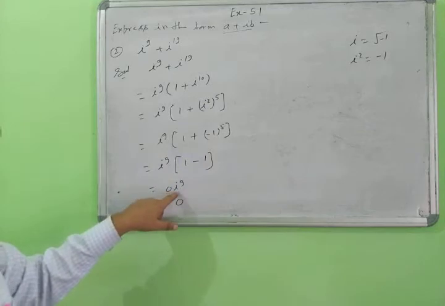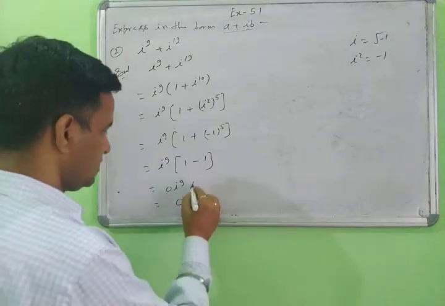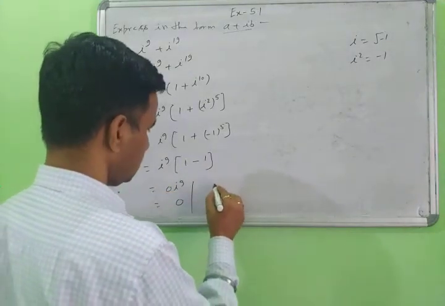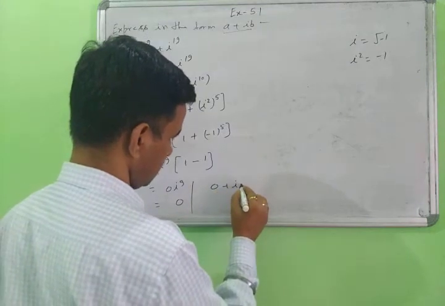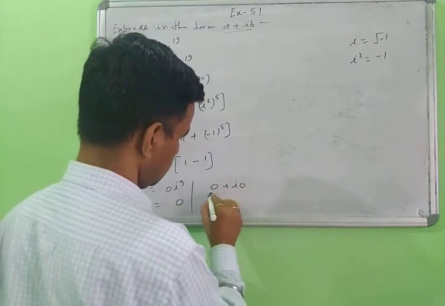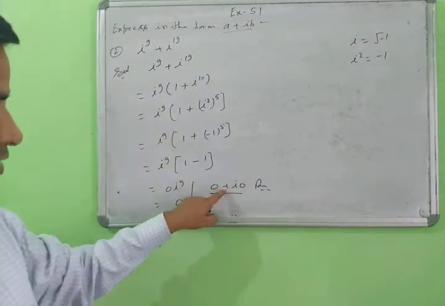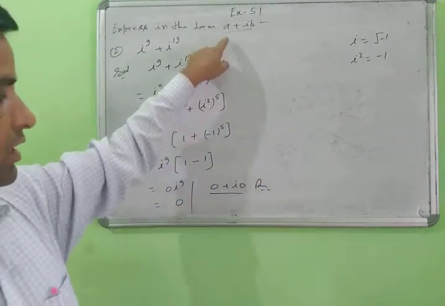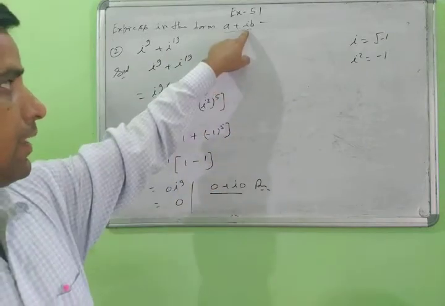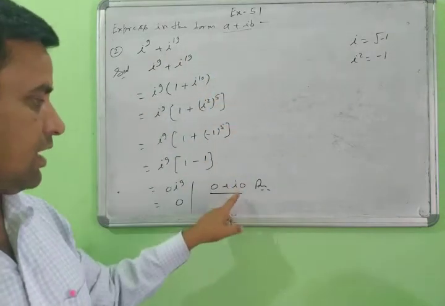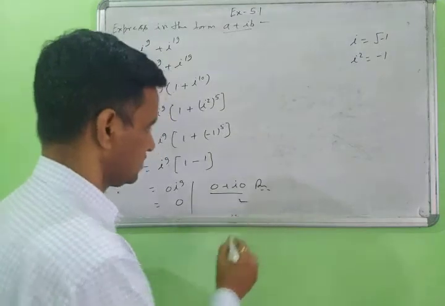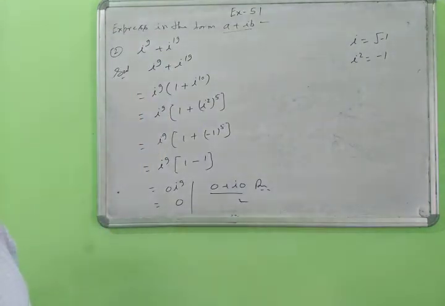So this result becomes 0, and the next step has the form 0 plus i0. This is the form of your answer: 0 plus i0, where the real part is 0 and the imaginary part is i0. So this is your final answer. Yes, note it down.